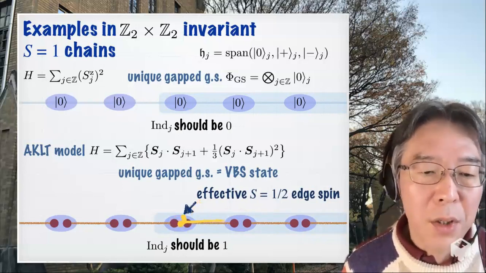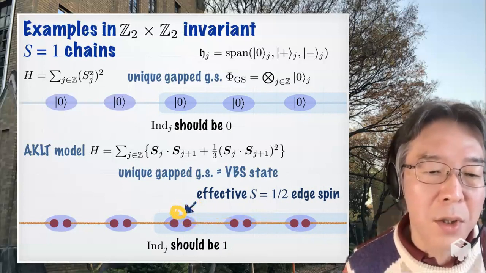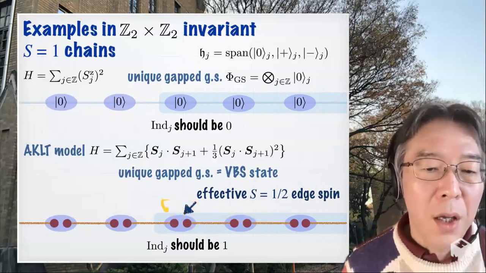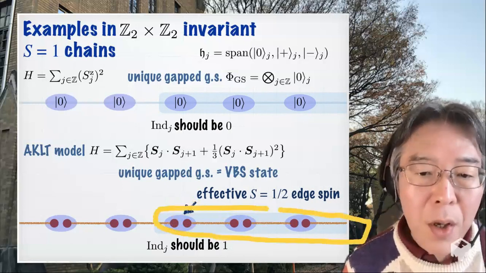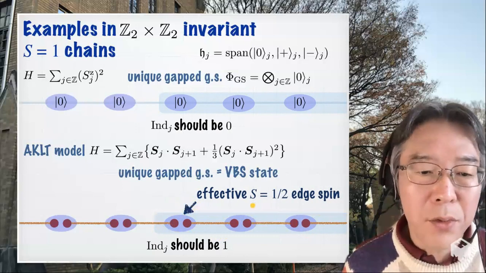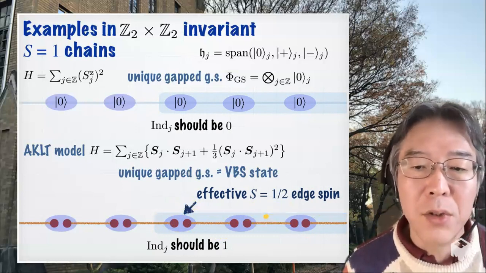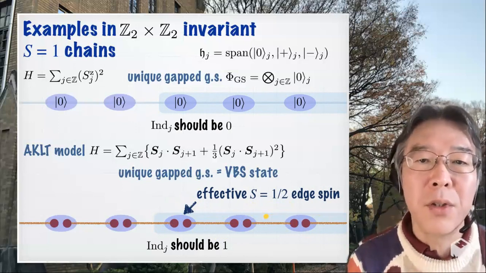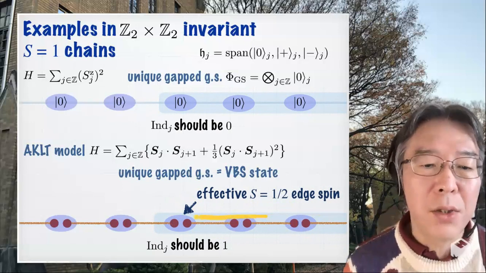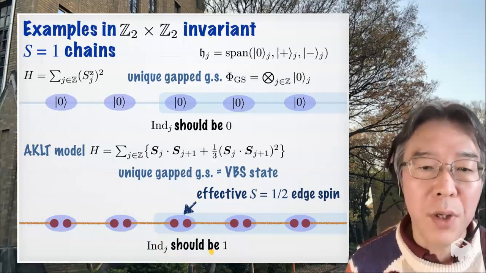So this spin 1/2 degree of freedom lives near this edge, not strictly here, but near here. And when you look at the transformation property of this half infinite portion of the ground state, you see this spin 1/2 degree of freedom, and you see the transformation property of half odd integer spins. So in this case, you should get index 1. You should. We haven't defined it.